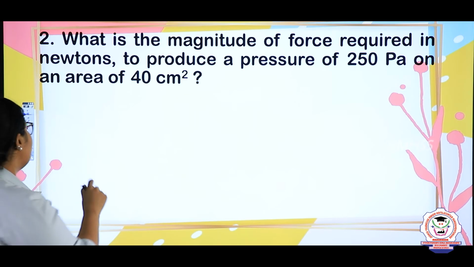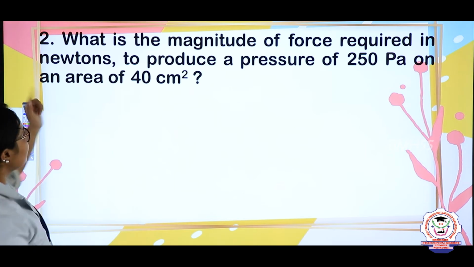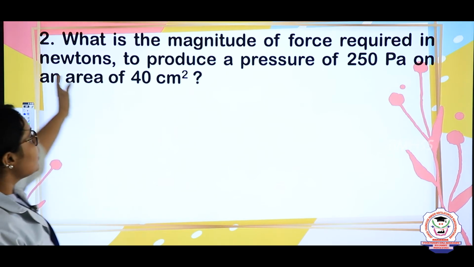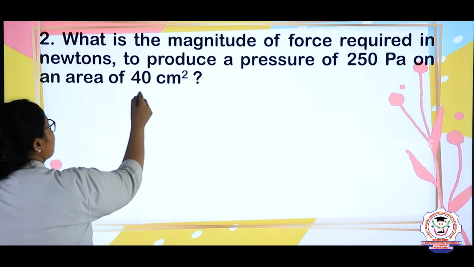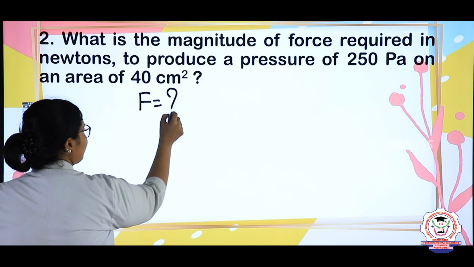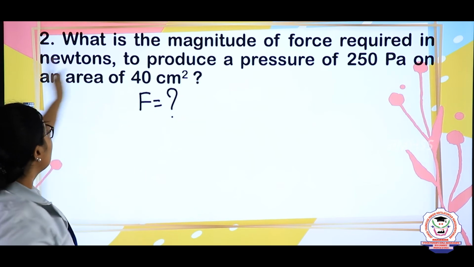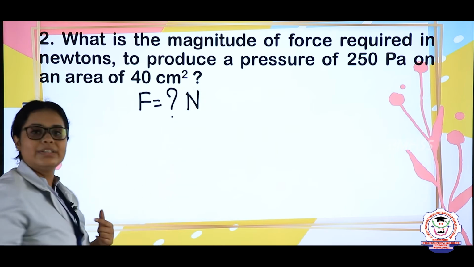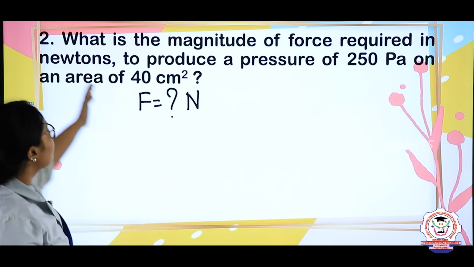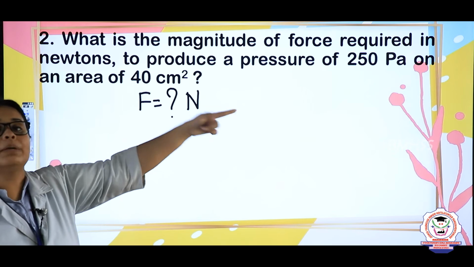Now let's see what is there in the second problem. In the second problem they have given: what is the magnitude of force? That means they are asking what is the force. So you can write here force is equal to question mark, required in newtons. So force you have to tell in Newton. Newton is the unit of force, to produce a pressure of 250 Pascal.